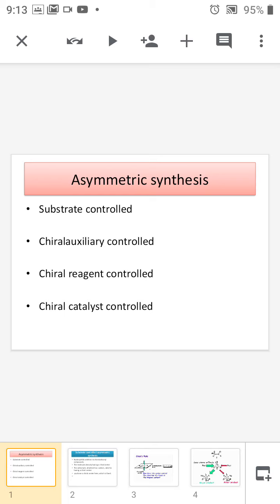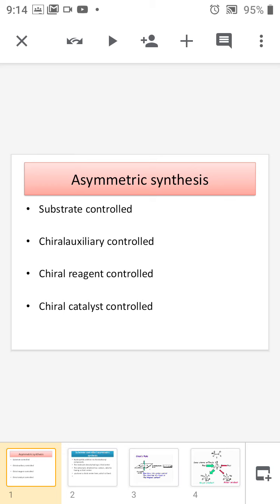That means our starting material may not be an optically active compound, but we are using an optically active reagent for the asymmetric synthesis. And the fourth category is where the starting material and reagent may not be optically active, but the catalyst which is used for the chemical reaction must be an optically active compound. So these are the different varieties of asymmetric synthesis.